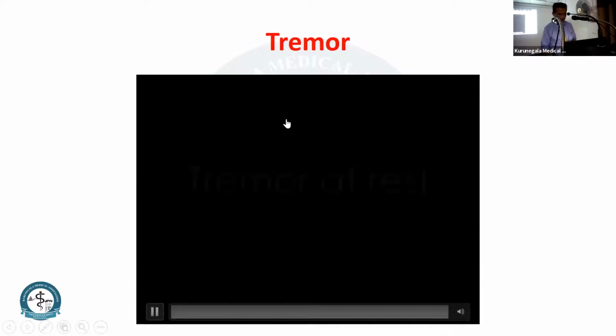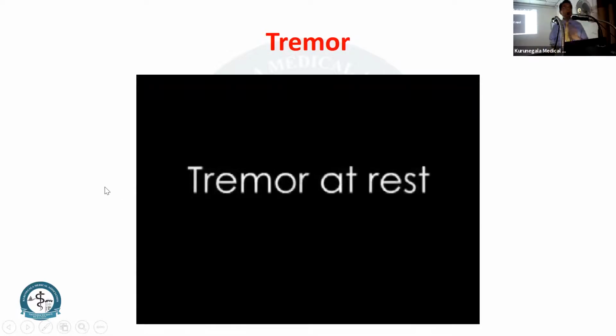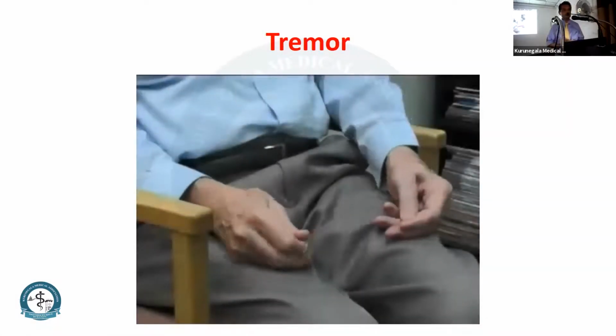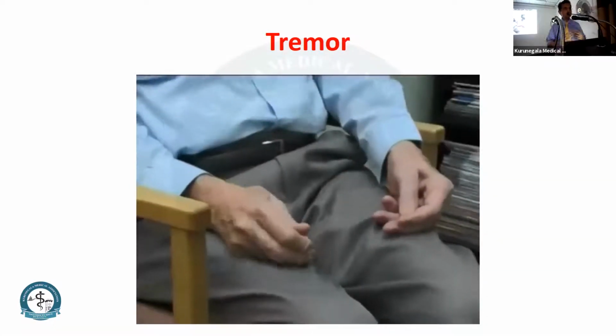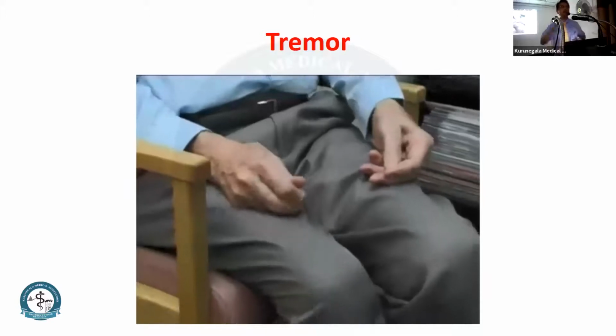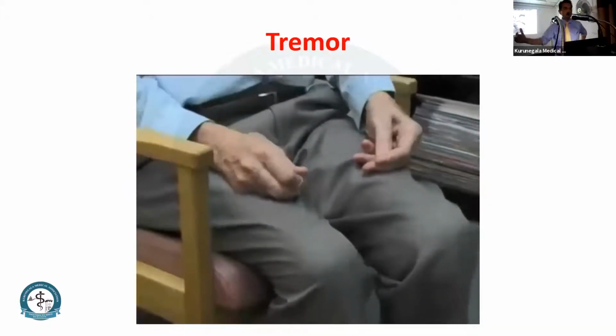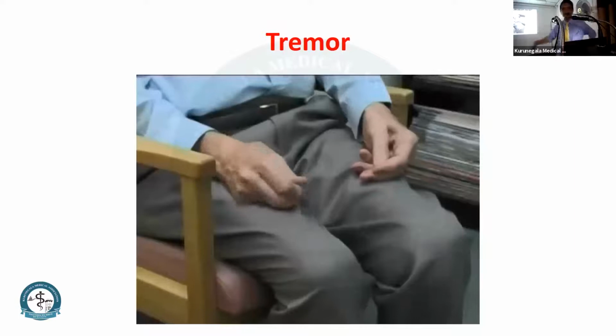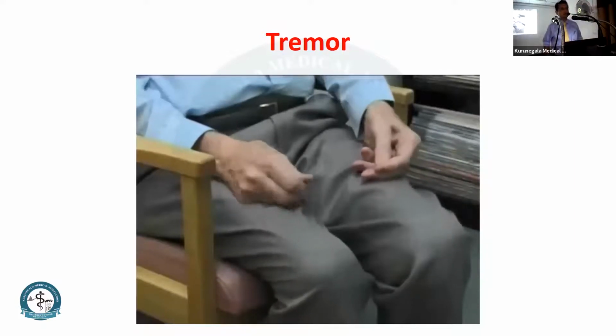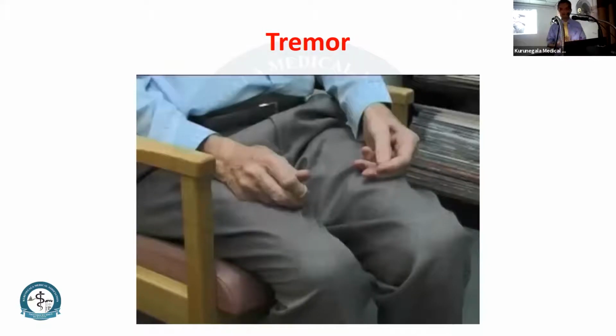Next we come to the tremor. Tremor in Parkinsonism is a tremor at rest. What do you mean by rest? Rest means with gravity eliminated. Now you don't need to take your patient to the moon to eliminate gravity. All you do is keep his arms rested on his lap, so that you have gravity eliminated. That is what we mean by at rest.